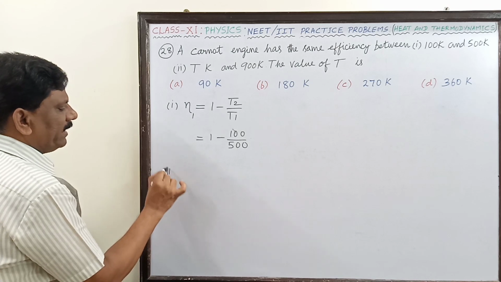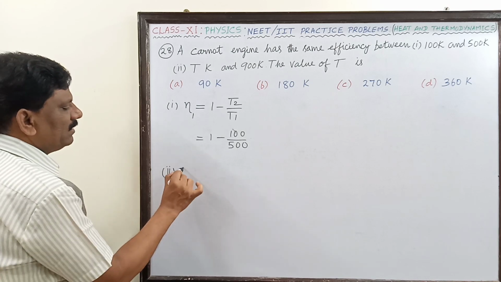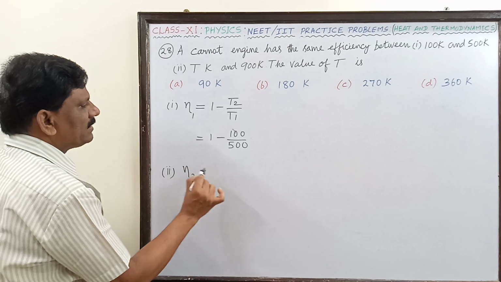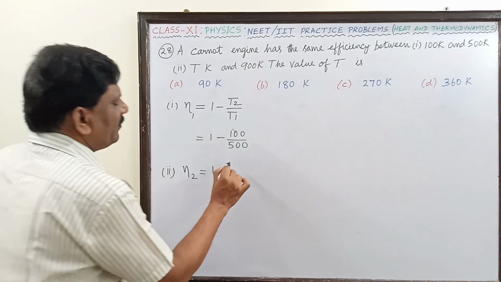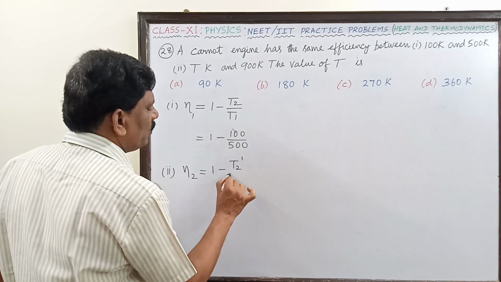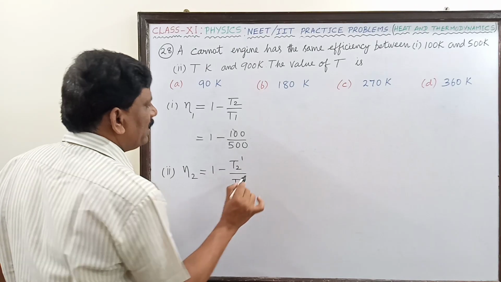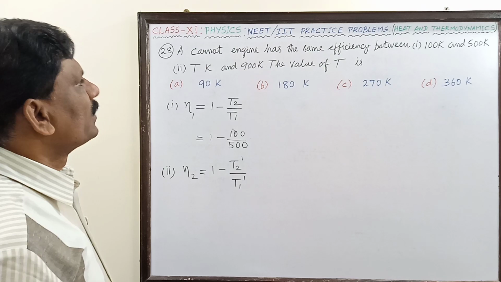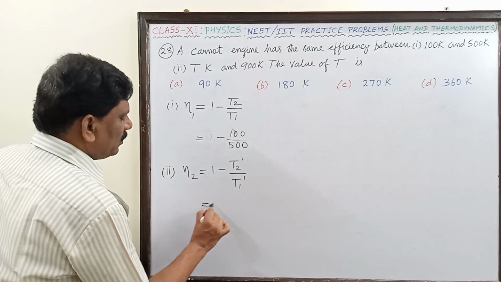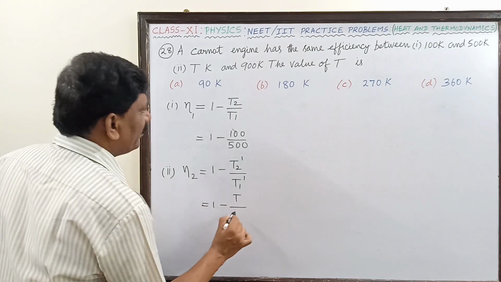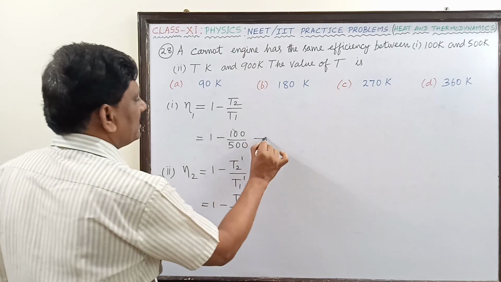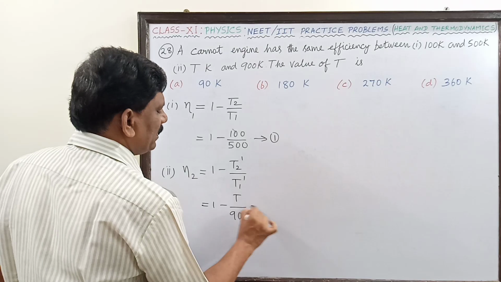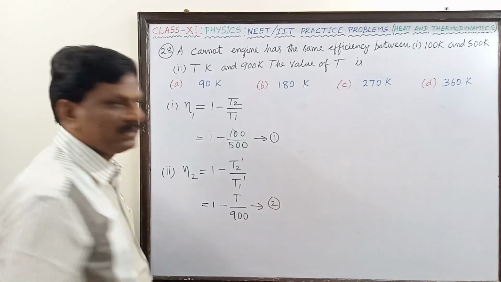Now in the second case, the efficiency eta 2 is equal to 1 minus T2 dash divided by T1 dash. So this is equal to 1 minus T divided by 900. So this is the first equation, and this is the second equation.